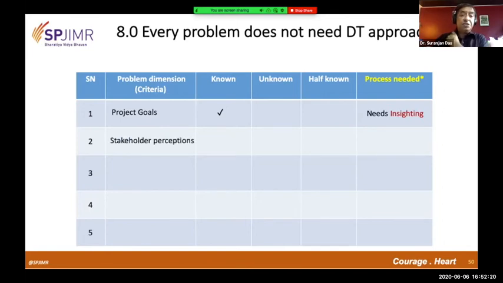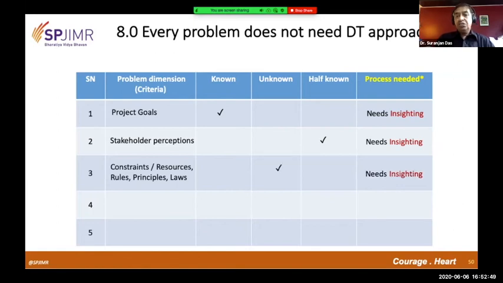The stakeholder perception of different users, is it known? Then we say, hey, no, we do not know the perception. But for an oxygen lancing rod which is not there in the stock, of course, we know the stakeholder perception: the user department, the seller, the contractual clauses, the finance department, the processes are known. So we know the perceptions of all the other people. If it is half known, we say half known. Needs inciting. Constraints, rules, laws, principles, and so on. Here we keep ticking. This also needs inciting.